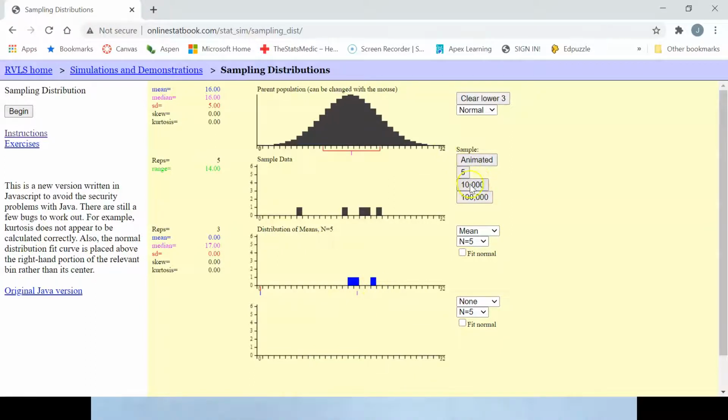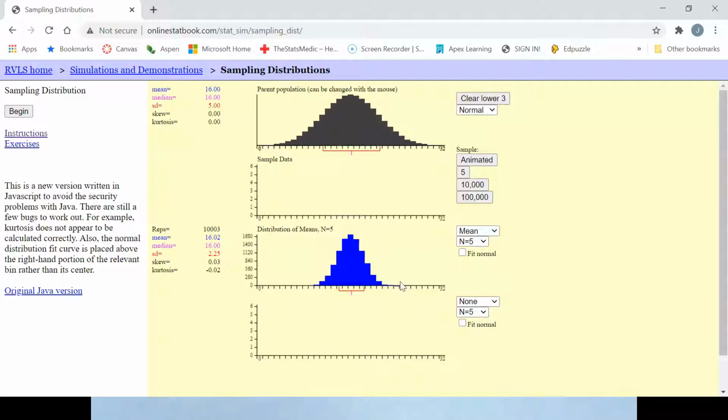Okay, so let me do 10,000 of those. So it would have dropped 5 samples over and over and over, and then the average of those 5 samples, and we get this. We have this distribution. The blue boxes are making the sampling distribution of X bar.